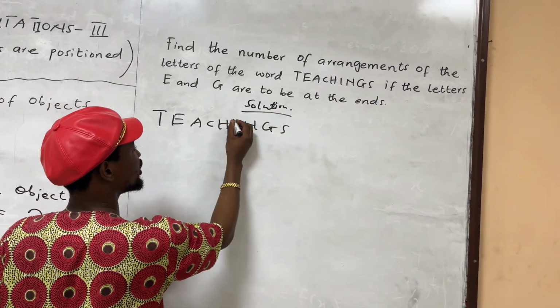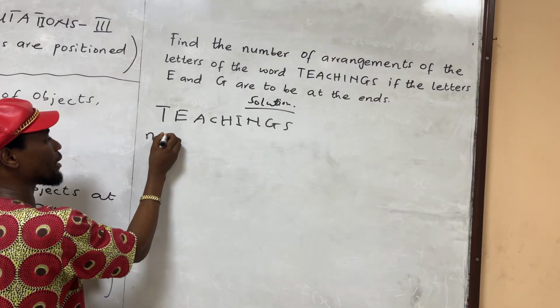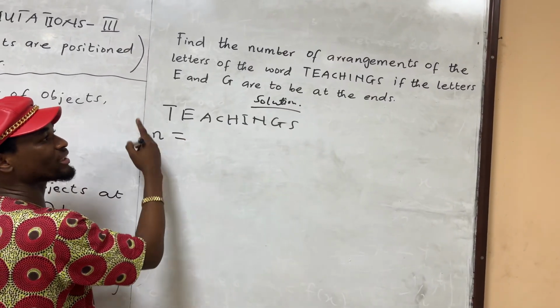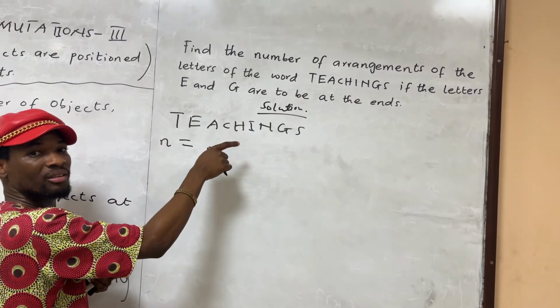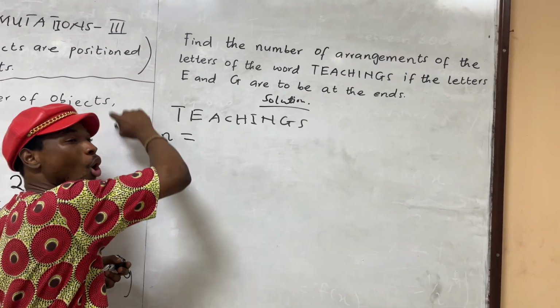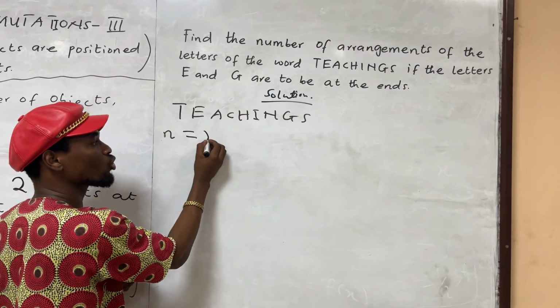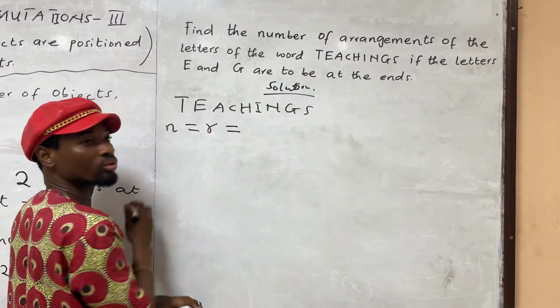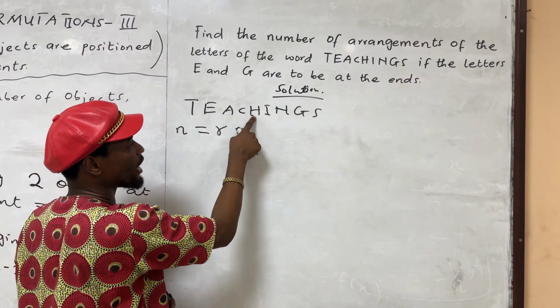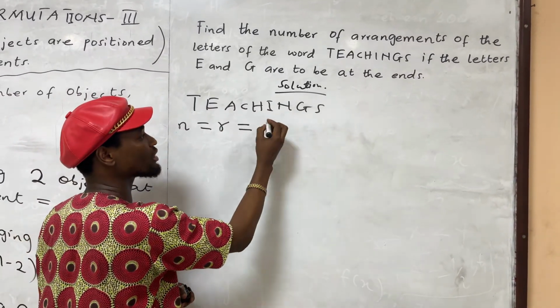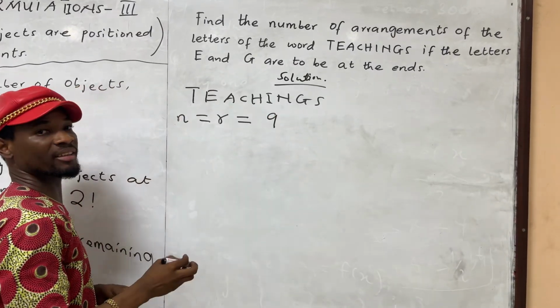I have teaching this way. Let us count the number. But remember, for questions like this, we say the total number of items when taking all at a time, so n will be equal to r, which is equal to, let's count 1, 2, 3, 4, 5, 6, 7, 8, 9. So I have 9 letters in this word.